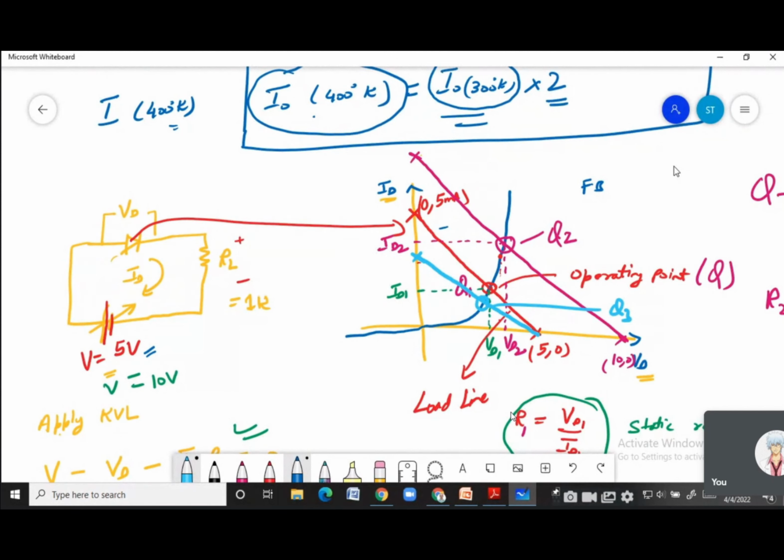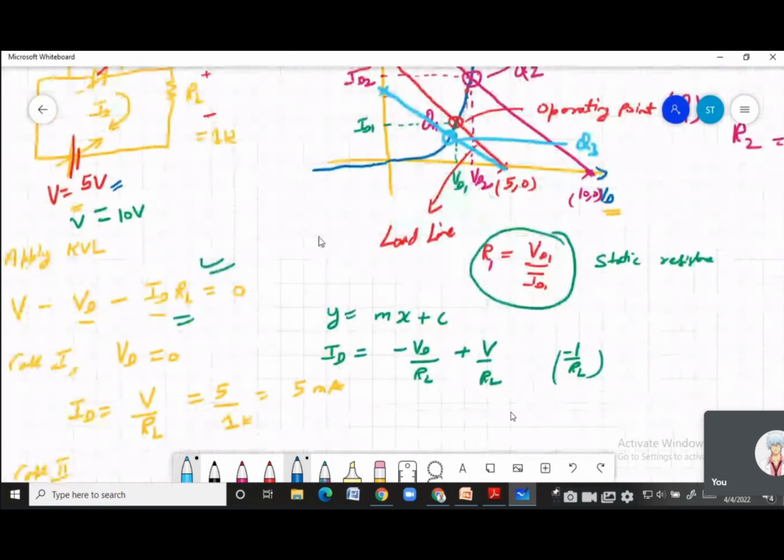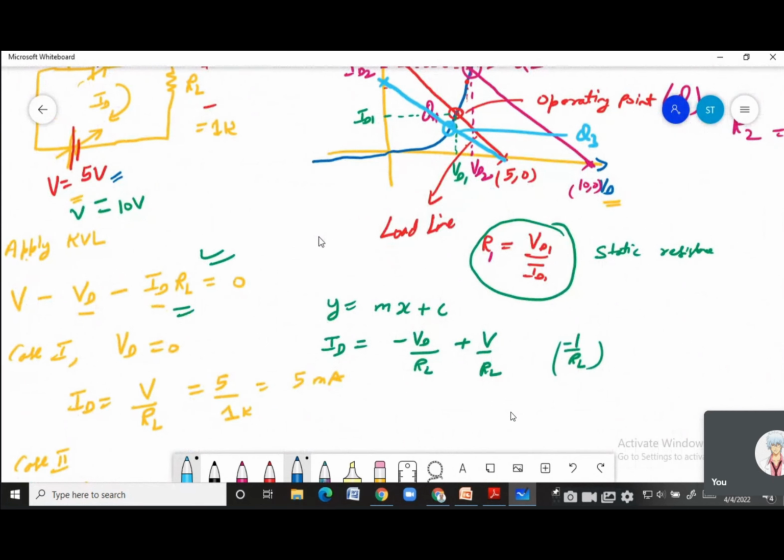Then from this operating point, you went on to find the static resistance of the diode. So what is static resistance? It is defined as the ratio of voltage across the diode to the current through the diode. So R1 is equal to VD1 upon ID1 is the resistance of the diode when the operating point is Q1. Similarly, if you find the ratio of VD2 and ID2, this will give you a new resistance, that is R2.